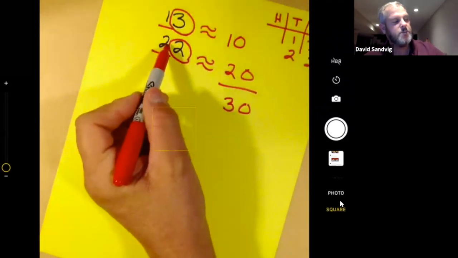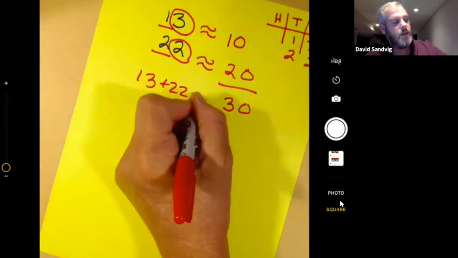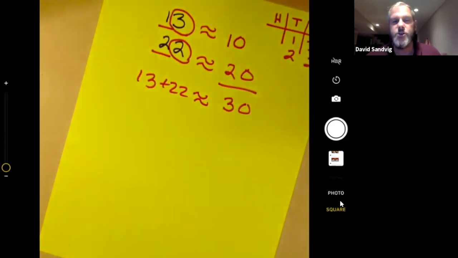So 13 plus 22 is approximately 30. 30 is an estimation of the sum of 13 and 22.